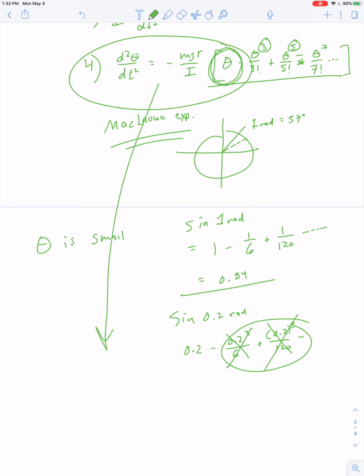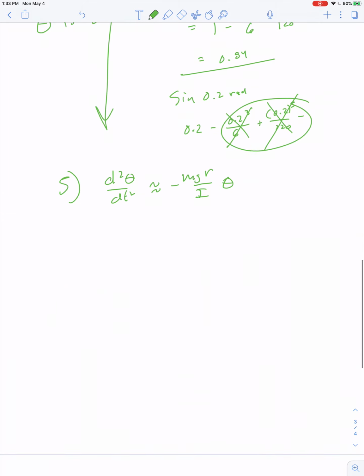That's pretty mathy. So in step 5, we can say the second derivative of position with respect to time is approximately equal to negative mgr over I times theta. So everything we're deriving for the pendulum is an approximation based on small angle.